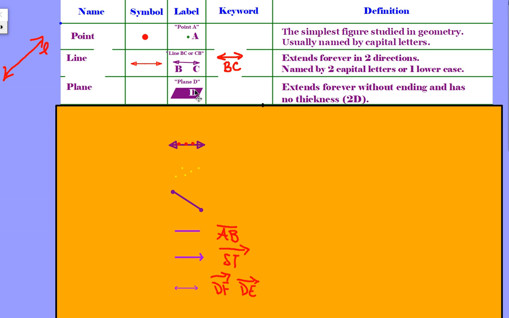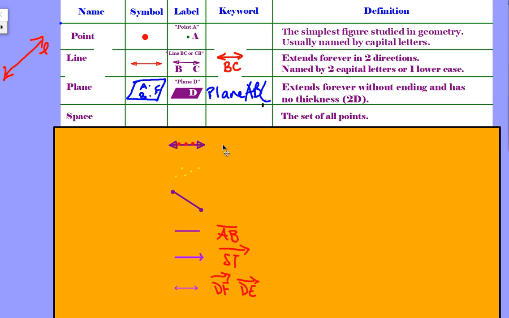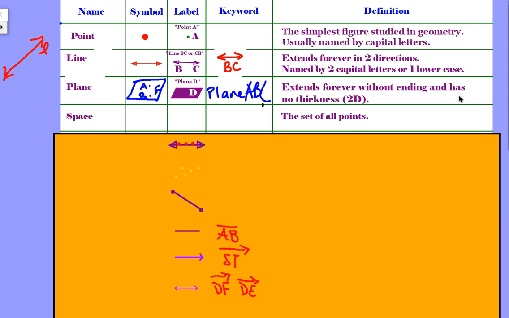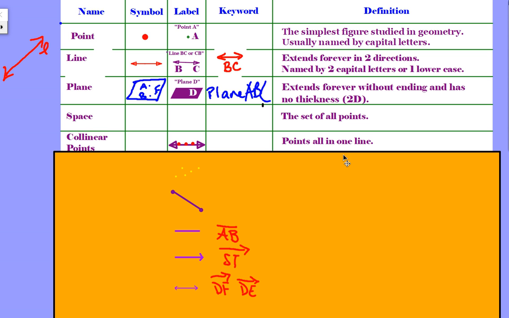What we may see, however, is this: if I have a plane, and there's a point A, a point B, and a point C, all on this particular plane, I could also call this plane ABC. So you can classify it by the label that it gives you or by three non-collinear points. When we think of space, think of the set of all points.